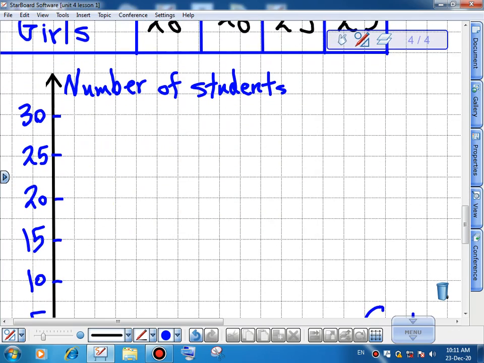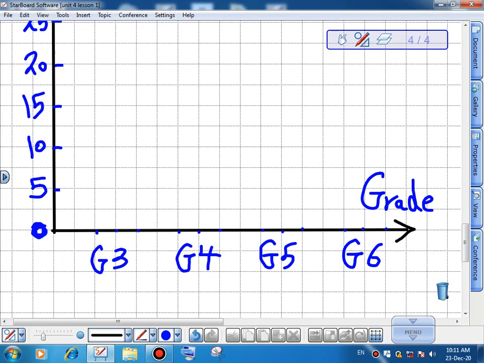And the next axis, which is the horizontal axis, we put the grades. We put grade 3, grade 4, grade 5, grade 6. In this case, we keep counting by 2 squares in the graph, as we do in the vertical axis.